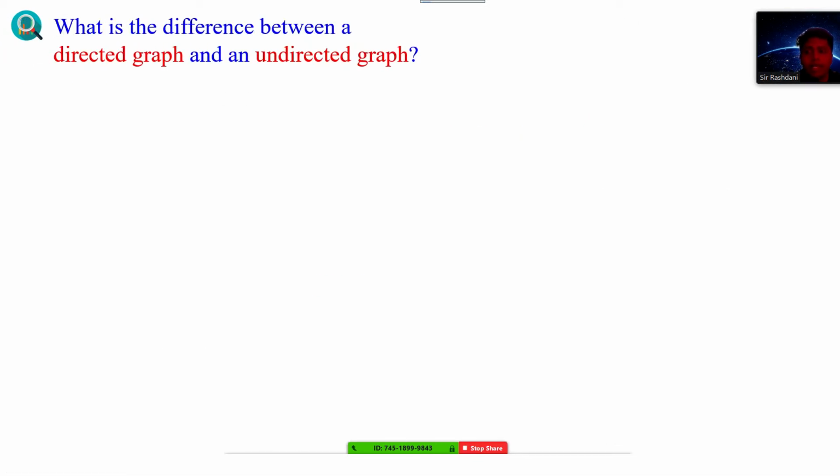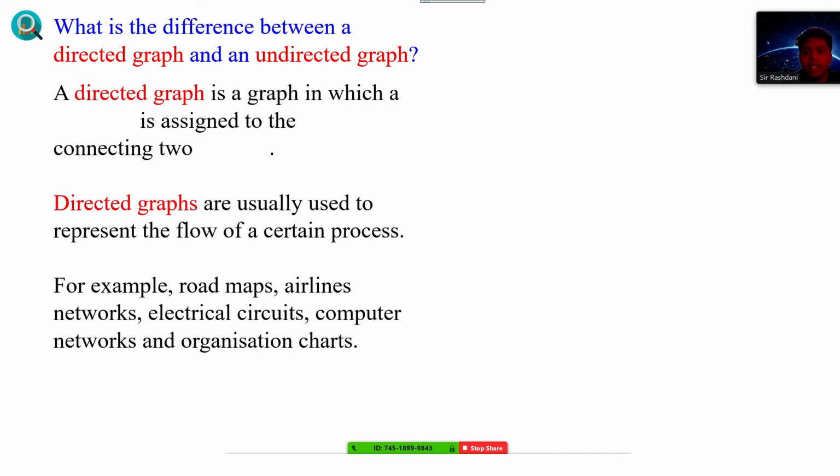What is the difference between directed graph and undirected graph? A directed graph is a graph in which a direction is assigned to the edges connecting two vertices. Directed graphs are usually used to represent the flow of a certain process.